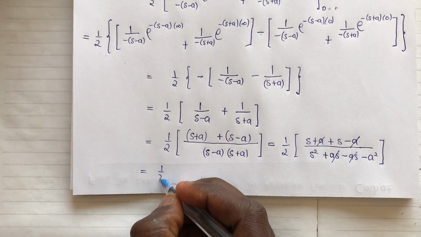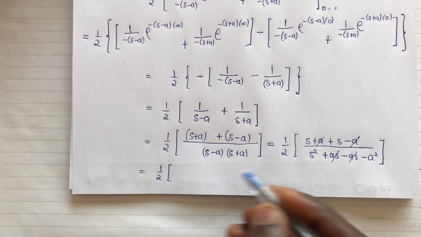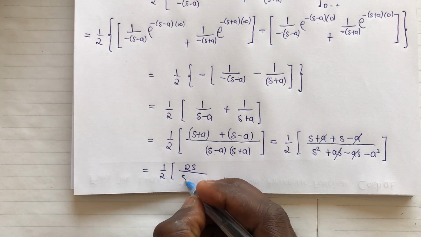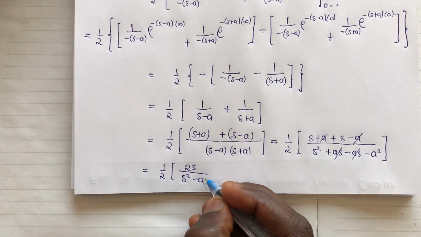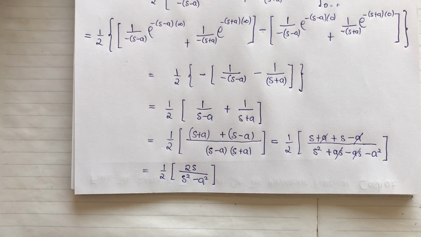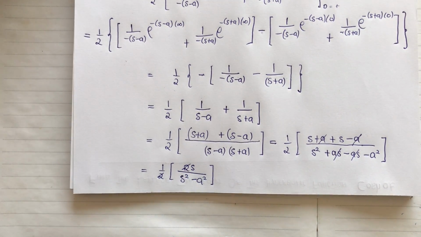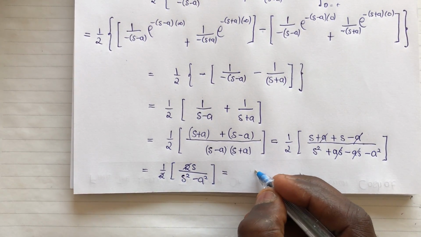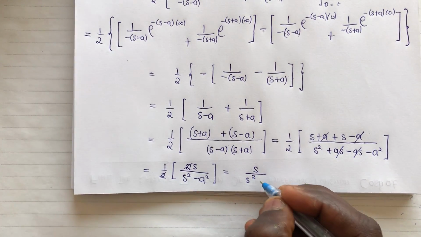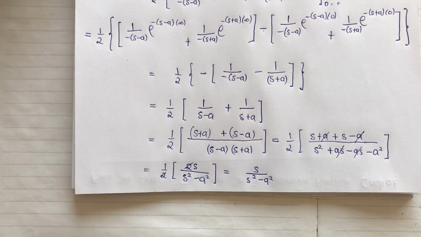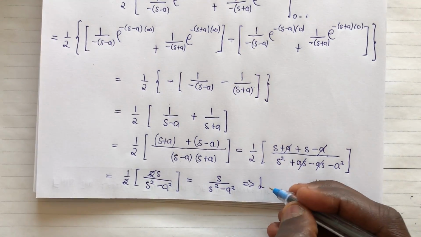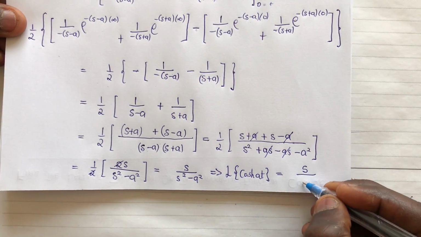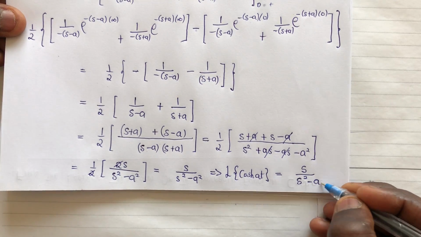So we have our 1 over 2 multiplying s will give us 2s over s square minus a square. Okay, now watch very carefully. Now this 2 will cancel this one, so you are left with what? 1 times the whole bracket, giving you 1 times s over s square minus a square, and that is your final answer. So the Laplace transform of cosh at is equal to s over s square minus a square.